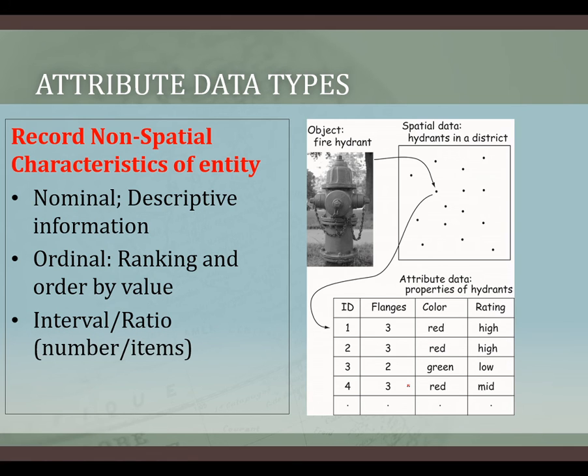Something called nominal, and this is words. For example, here we have this fire hydrant, and we can have different kinds of fire hydrant depending on its importance to the fire people. We have red, green, so that's called nominal, descriptive information. We type in information about it.